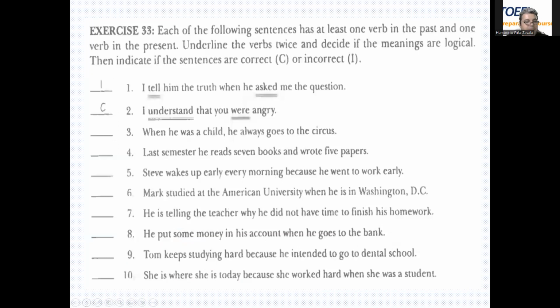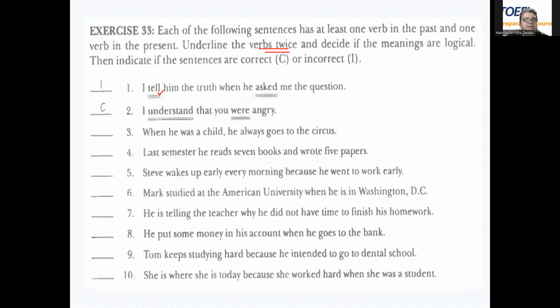All right, so let's work with the exercise now. It says, size 33, each of the following sentences have at least one verb in the past and one verb in the present. We're going to underline the verbs twice and decide if the meanings are logical. Then indicate if the sentences are correct or incorrect. With the examples: I tell him the truth when he asks me the question.